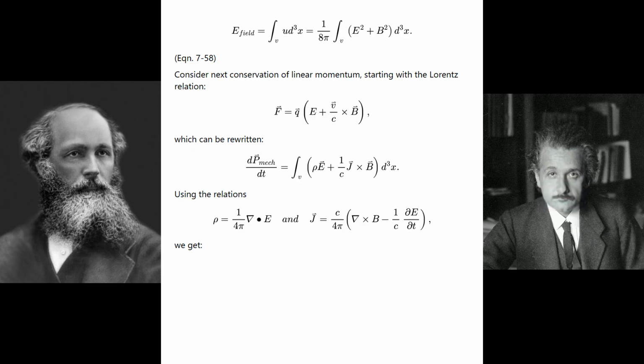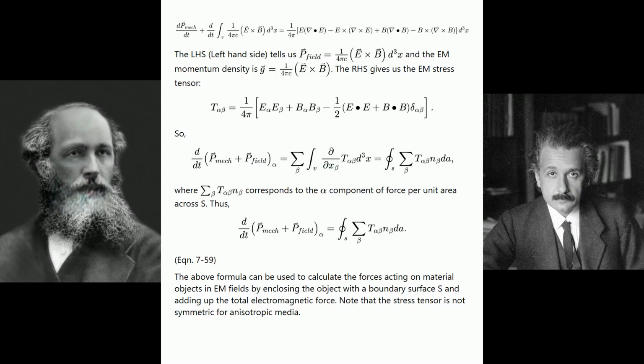Consider next conservation of linear momentum, starting with the Lorentz relation. See the next equation, which can be rewritten. See the equation shown. Using the relations, see the next equation. We get. See the equation shown. The left-hand side tells us P vector sub field equals 1 over 4 pi c times E vector cross B vector times d cubed x, and the EM momentum density is G vector equals 1 over 4 pi c times E vector cross B vector.